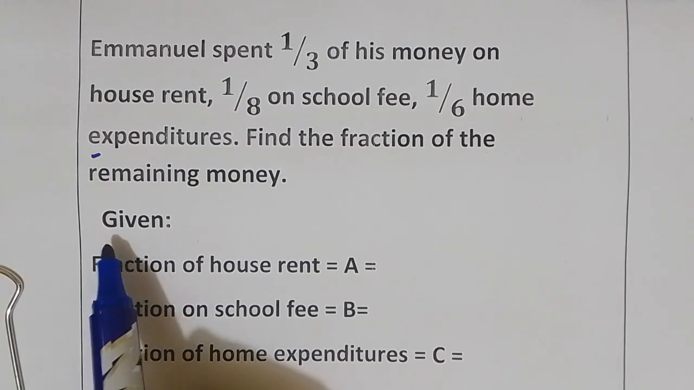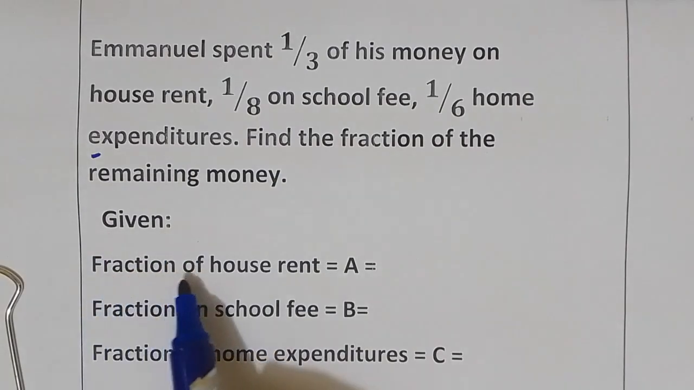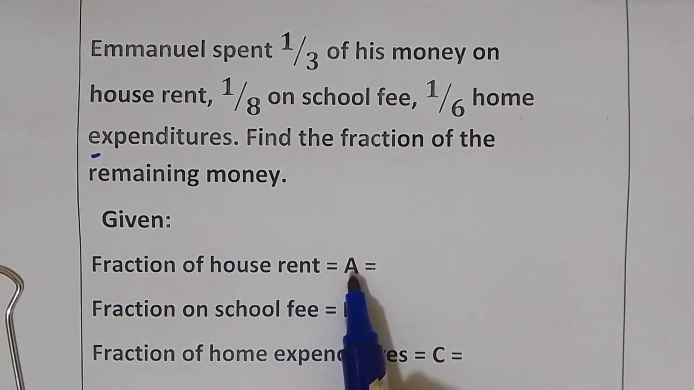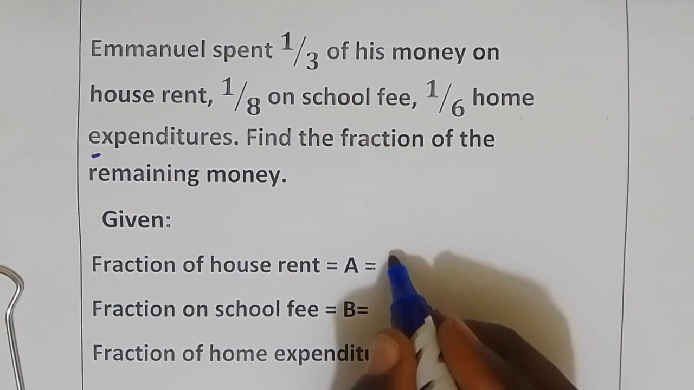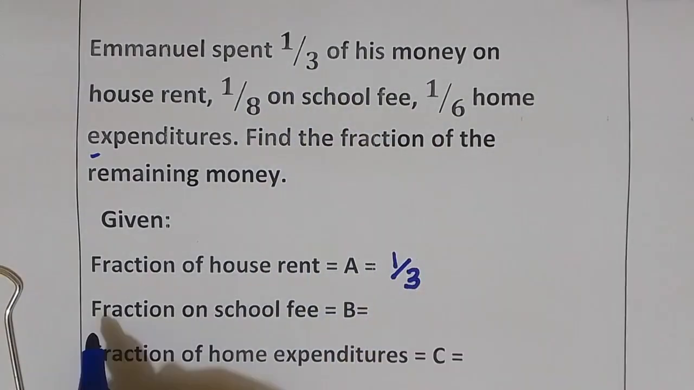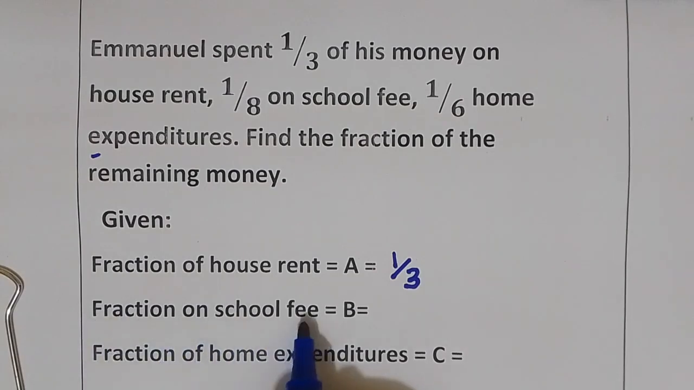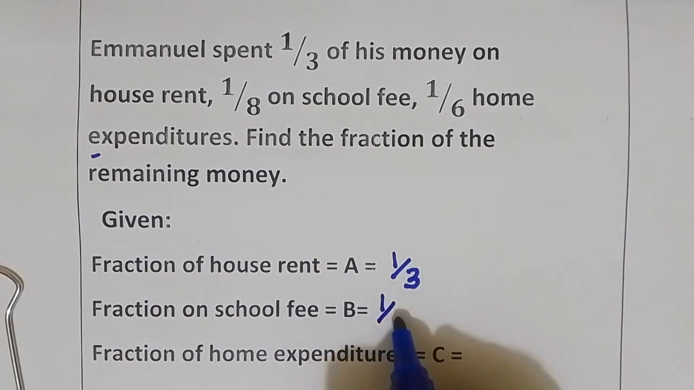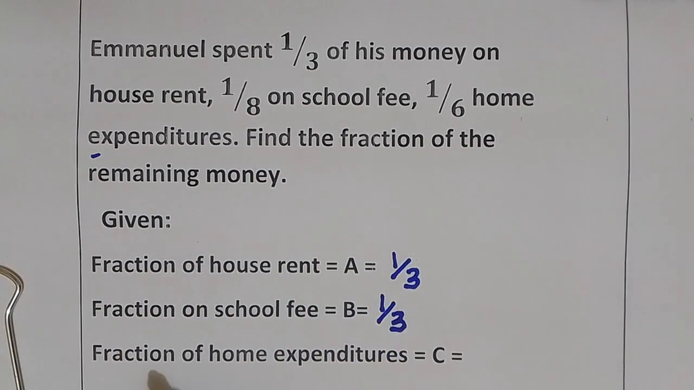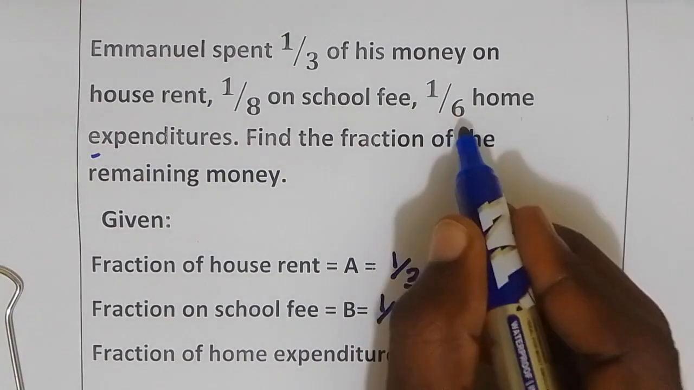Now let's summarize our givens. The fraction of house rent, I call it A, which is equal to 1/3. The fraction on school fee, I call it B, which is equal to 1/8. And the fraction of home expenditure, I call it C, which is 1/6.